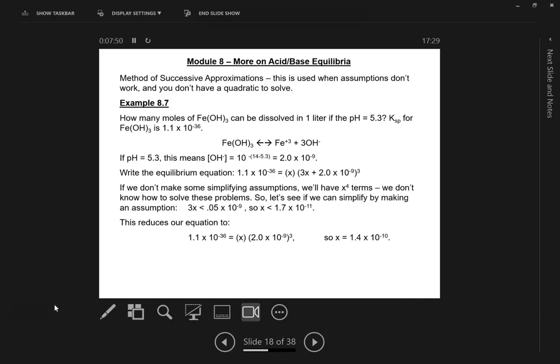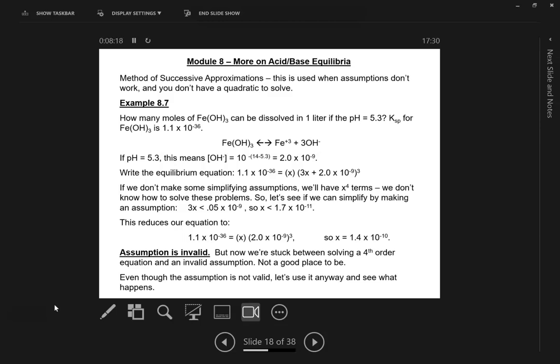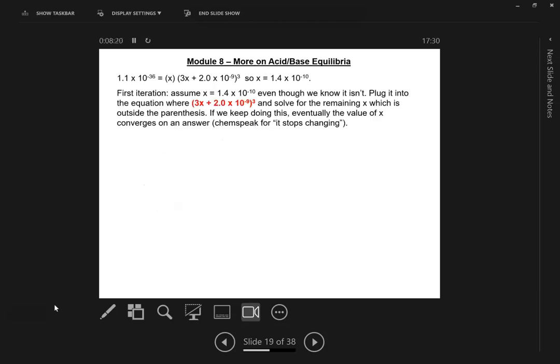But the problem is when we try to solve that, I get x is 1.4 times 10 to the minus 10th, and my assumption is not that good. Okay, I'm off. But this really puts us in a jam, right? Because either we have an invalid assumption, which we don't like, or we have a 4th order equation, which we also don't like. But we can do a new technique, okay?